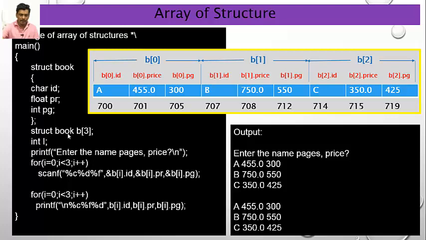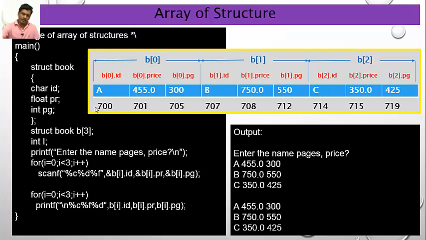What is the memory mapping for that array of structure? B of 3. The total variable name is B. B of 0 consists of 3 locations, that is B of 0.id, B of 0.price, B of 0.pg. Then B of 1 is the next location of the structure array. B of 1 also consists of 3 locations: B of 1.id, B of 1.price, B of 1.pg. B of 2 is the third location of the structure array: B of 2.id, B of 2.price, B of 2.pg.